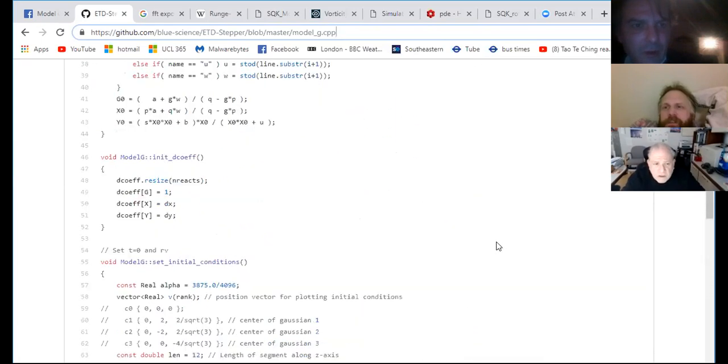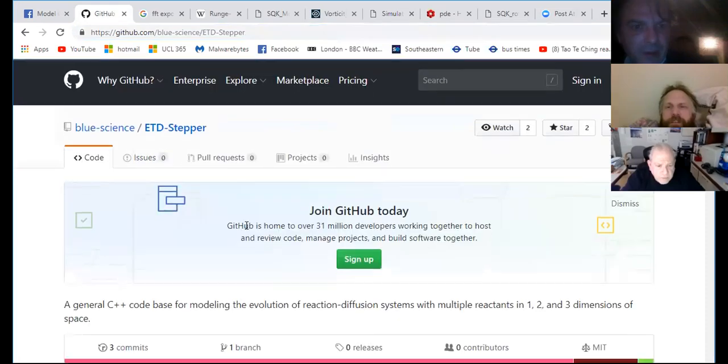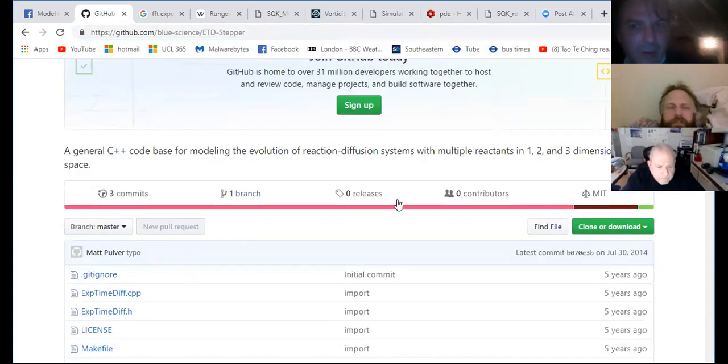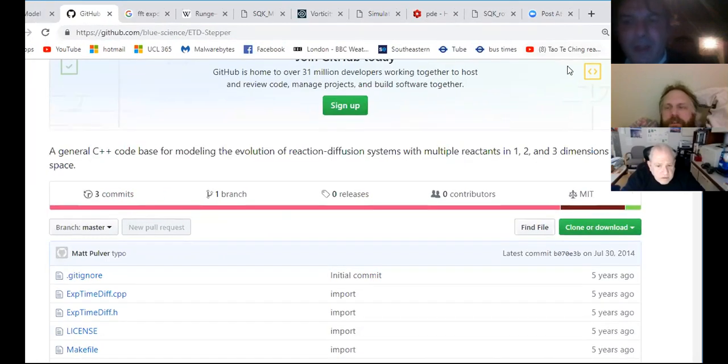Let's just go up to the top. What he's saying here about modeling. Can you see what he's saying here? E++, multiple reactants in 1, 2, and 3 dimensions of space. So that's what I think it is. I think even though he's showing it as a 2. So yes, okay. So this is the ETD stepper.